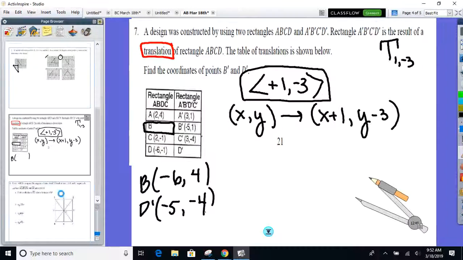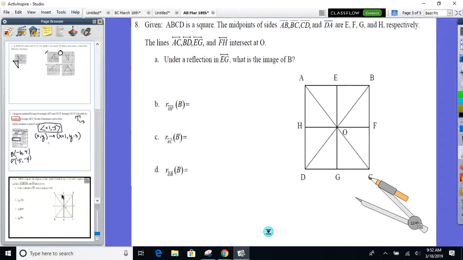And last one I want to do before I let you loose, 8. Just so you know, I do a couple of these just so you know what's going on with all my symbols here. All right, it's a square, perfect. We got midpoints, lines, good. Under reflection in EG, everyone see where line EG is? What's the image of B?